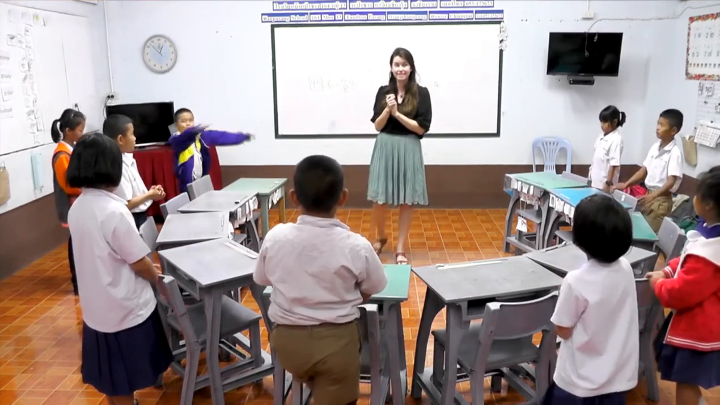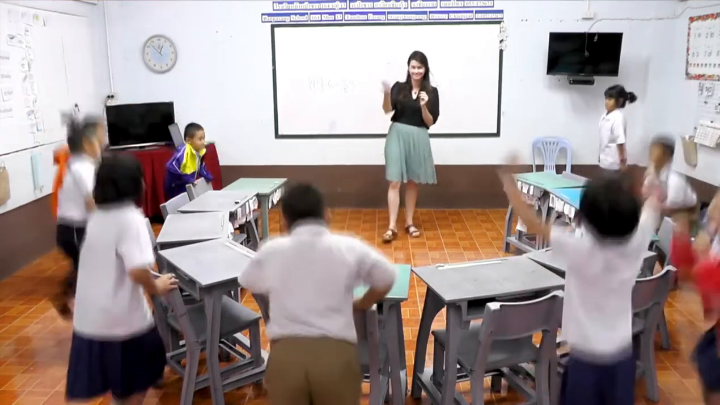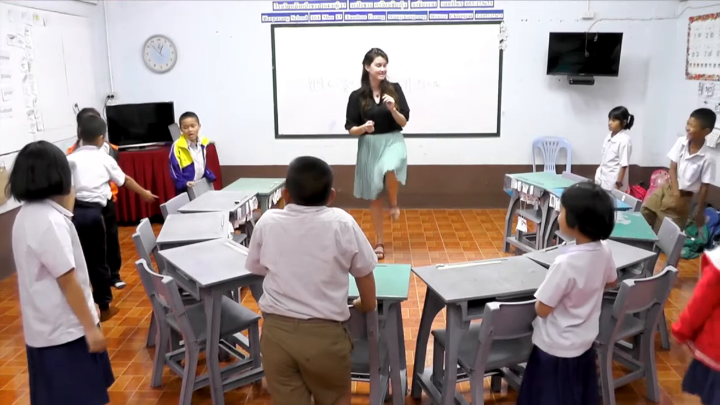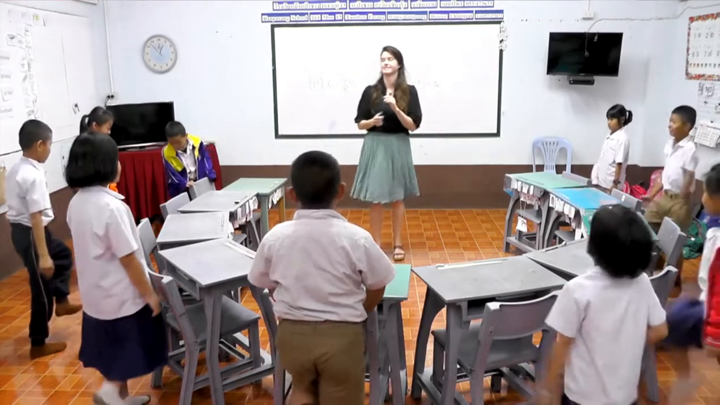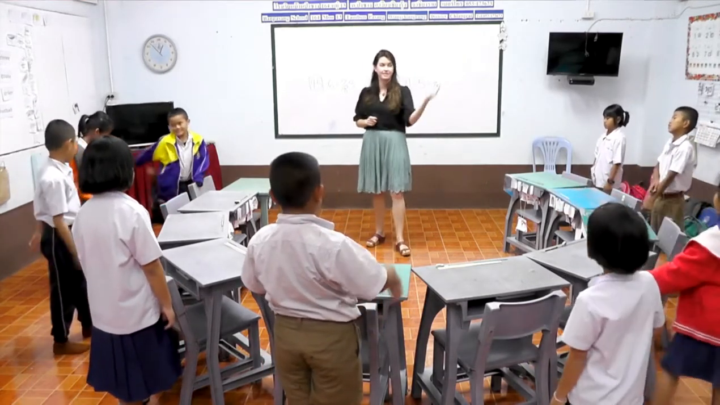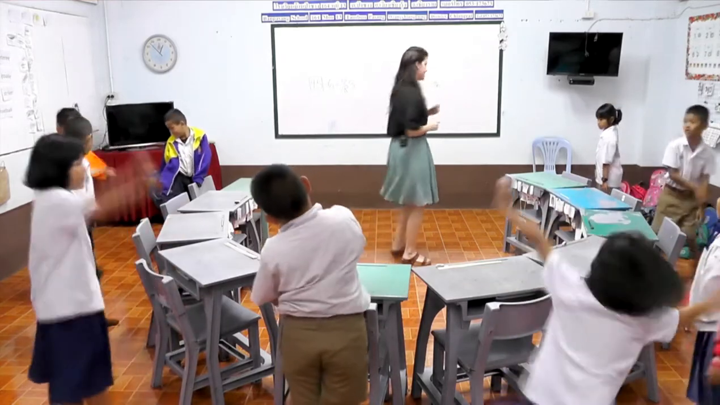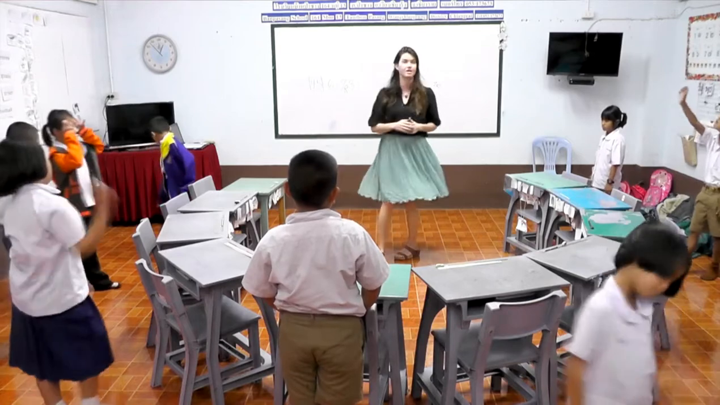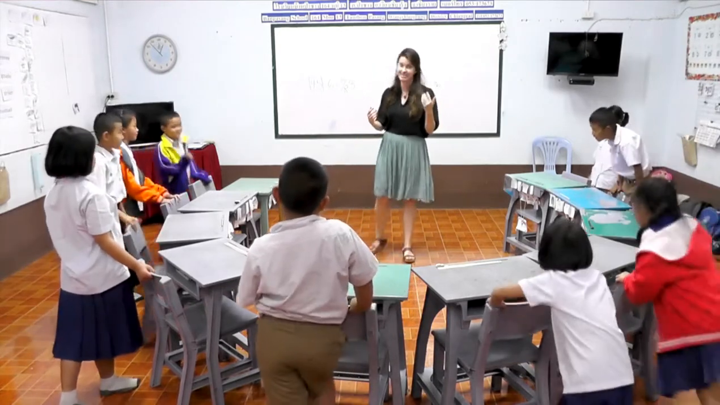Let's do three big jumps. How high can you jump? Take three big steps. And three big spins. You can spin around. You can spin your arm, whatever you want to do. All right, we're nice and dizzy.